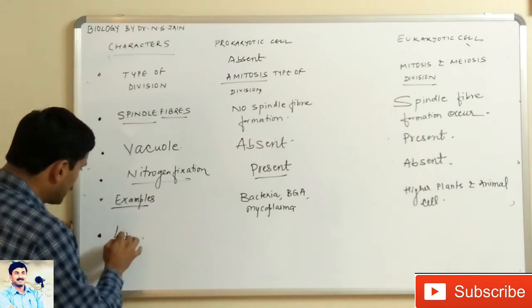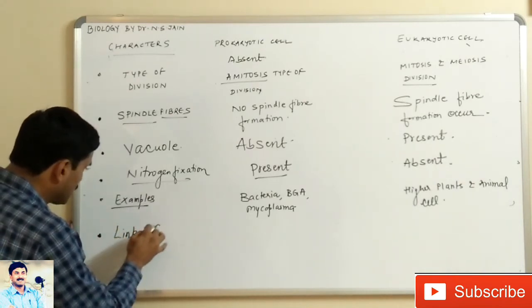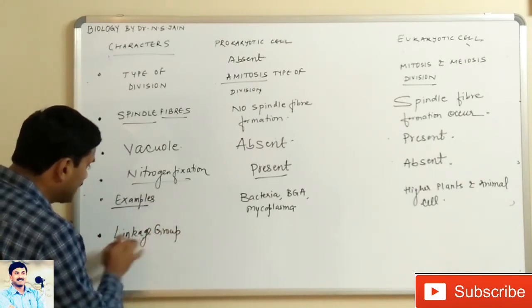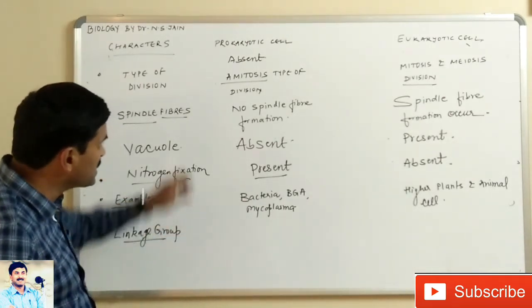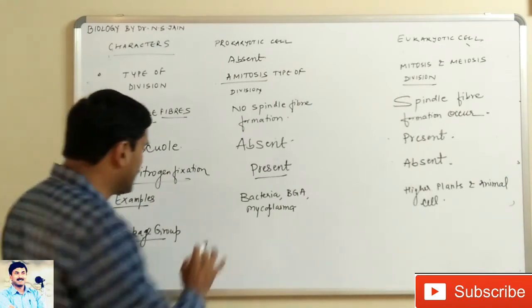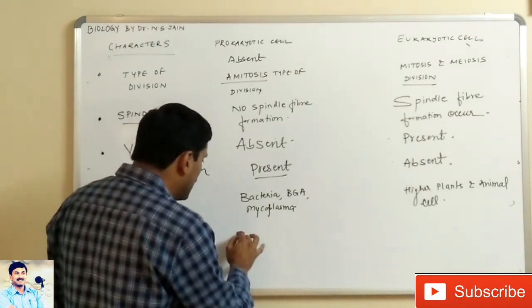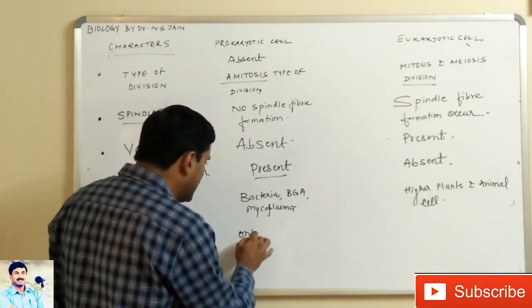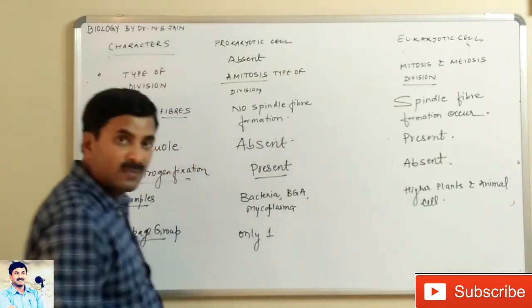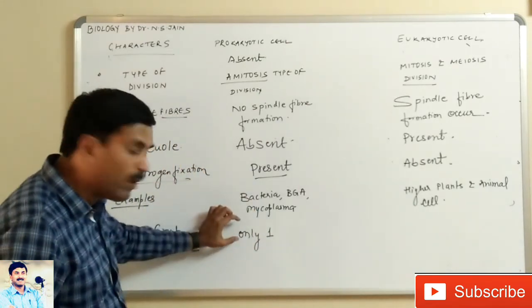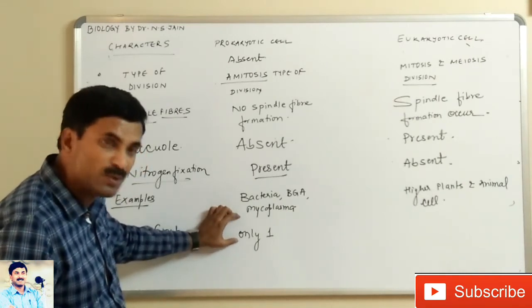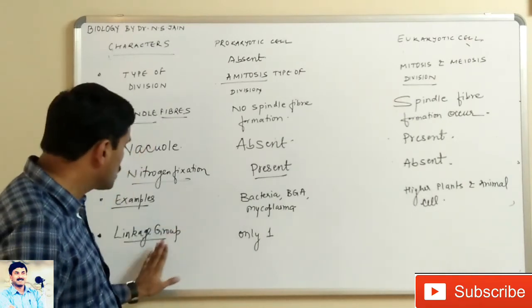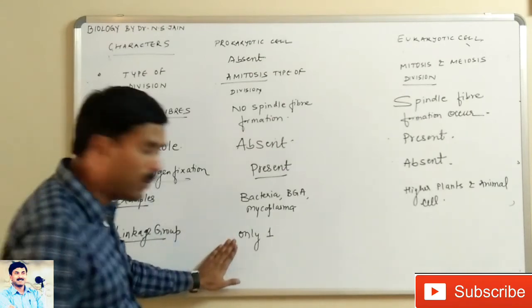One more thing we would like to discuss is the linkage groups. How many linkage groups are present in a prokaryotic cell? In a prokaryotic cell, the number of linkage groups is only 1. Why 1? Because they have a single chromosome. They do not have multiple chromosomes. So the number of linkage groups is also 1 only.